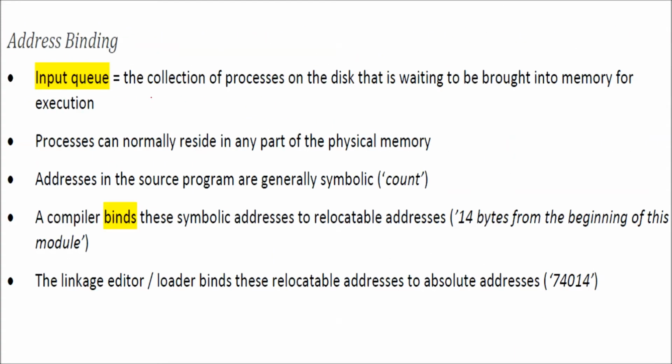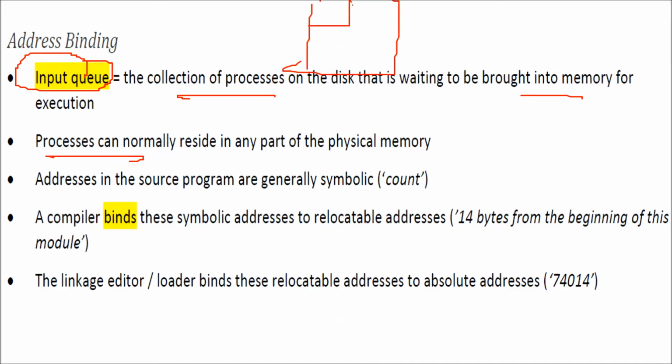Now there is address binding. We'll talk about various address bindings. First of all, address binding means whenever you have a program, there are instructions and data, and they bind themselves to certain memory addresses. The collection of processes on the disk that are waiting to be brought into memory for execution are kept in the input queue. Processes can reside in any part of the main memory.